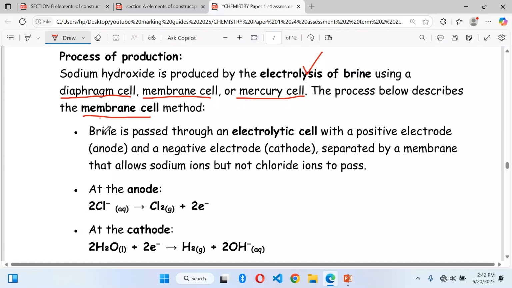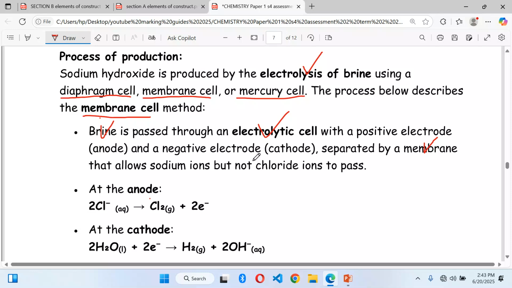What happens during the membrane cell? Brine is passed through an electrolytic cell. Brine is our raw material. There is a positive electrode, the anode, and a negative electrode, the cathode, separated by a membrane. It is separated by a membrane that allows sodium ions but not chloride ions to pass.